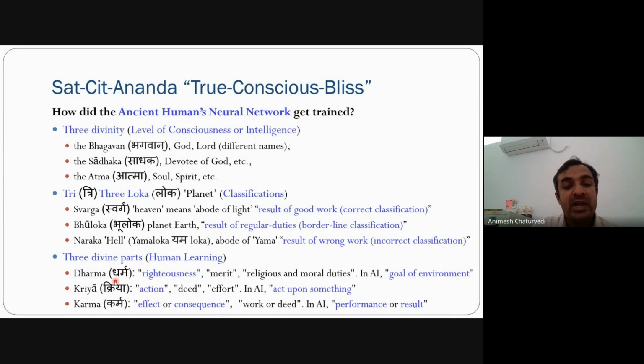Then the divine part of human learning has been trained with the help of dharma, that is righteous activity, doing things correctly, that is the goal of the environment, which is also there in AI. There was kriya, that is action or acting upon something, that was defined in AI. And there's karma, that is the consequence or result or effect of activity, that is classification, or there's a performance and results were being generated through it.